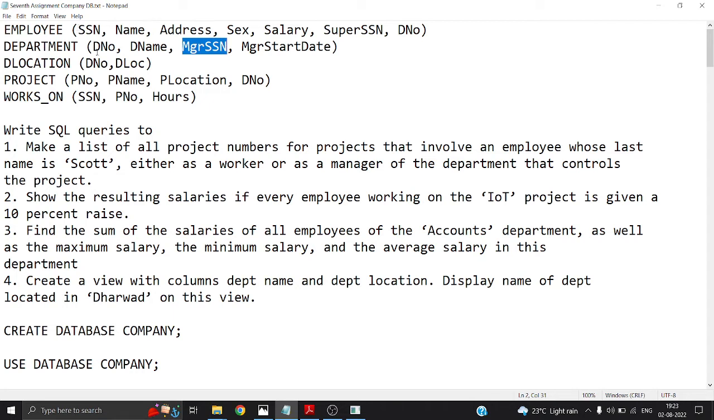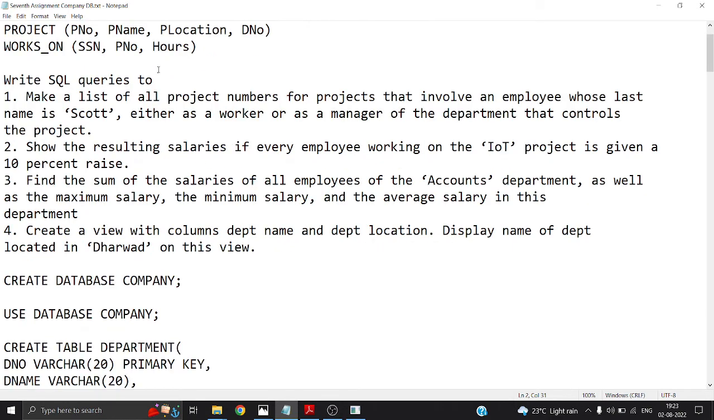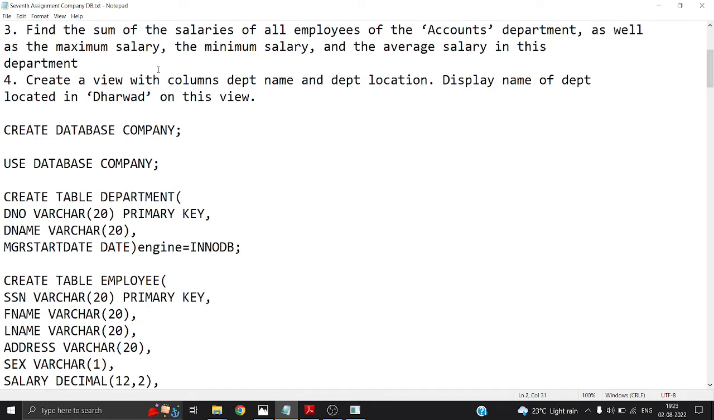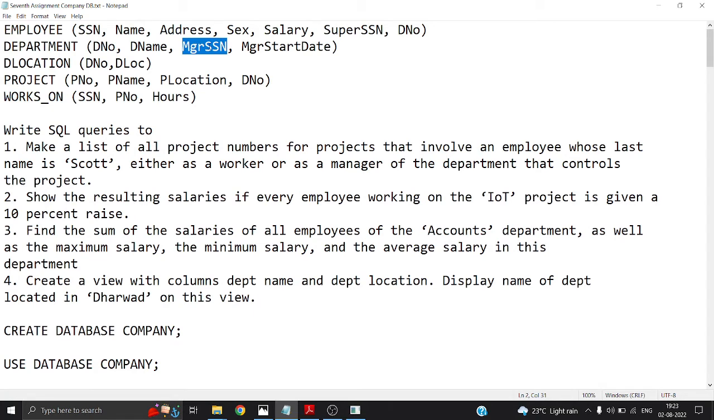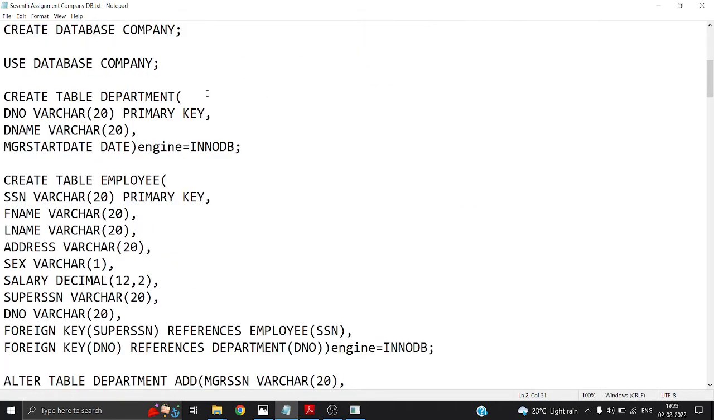Here there is cross referencing. When cross referencing is there, we cannot add some fields directly during the creation of the tables. We need to add those columns at later stages. As I told you, it is not possible because of the cross referencing of the tables. So let me show you that particular idea.